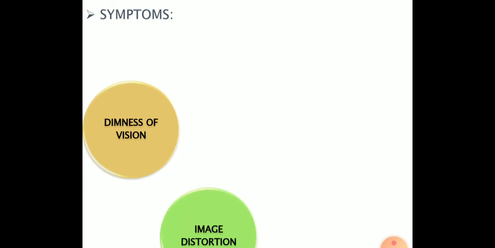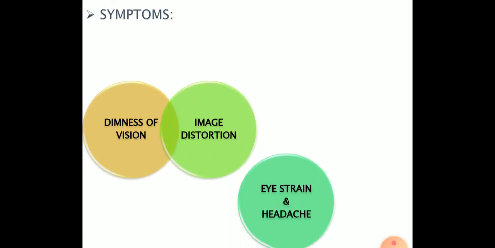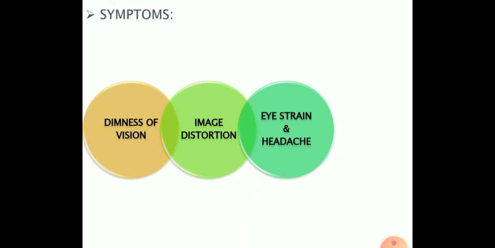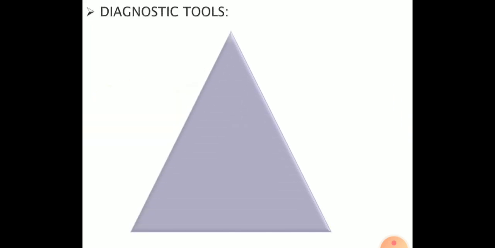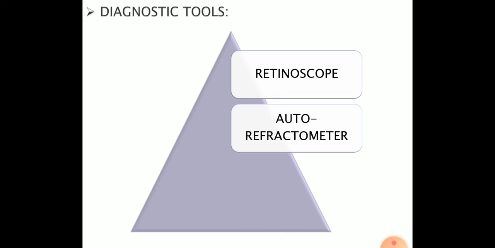What are the symptoms of astigmatism? Number 1, dimness of vision. Number 2, distortion of image. Number 3, eye strain and headache. And number 4 is amblyopia. Diagnostic tools for measurement of refractive error: one is retinoscope, another is autorefractometer, and another is keratometer.